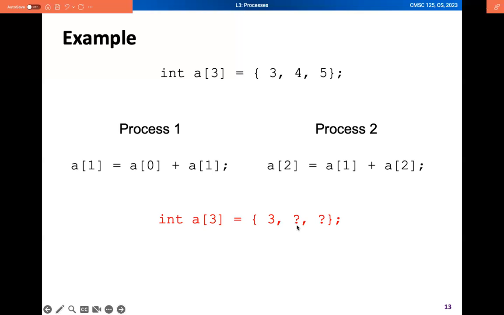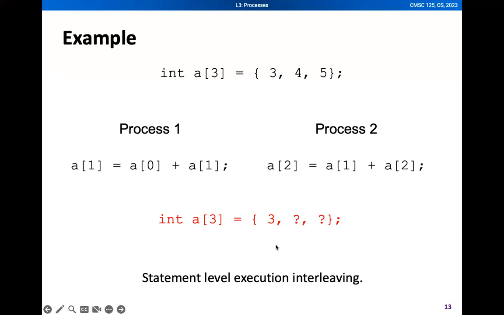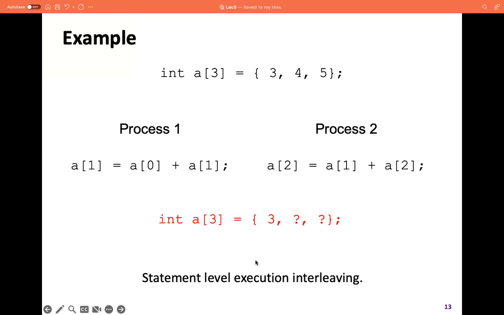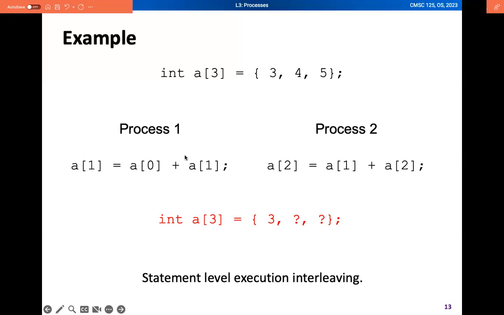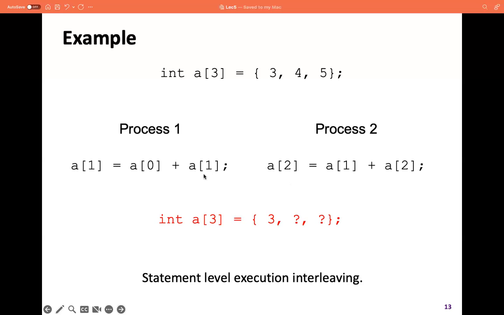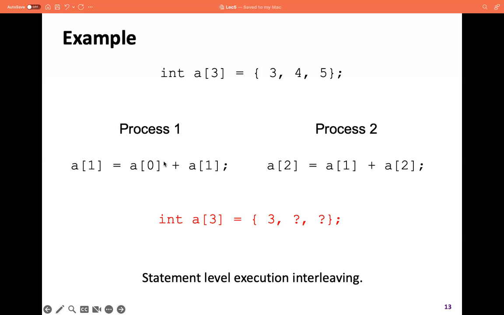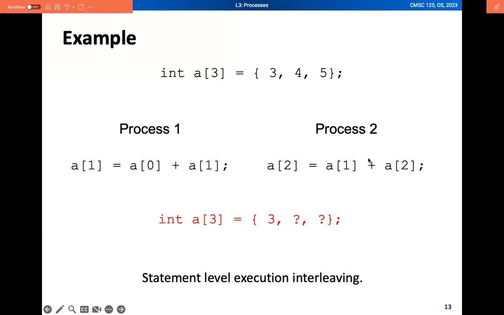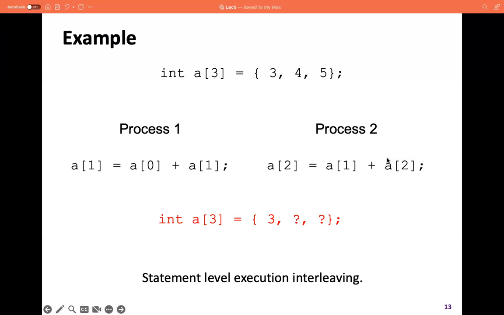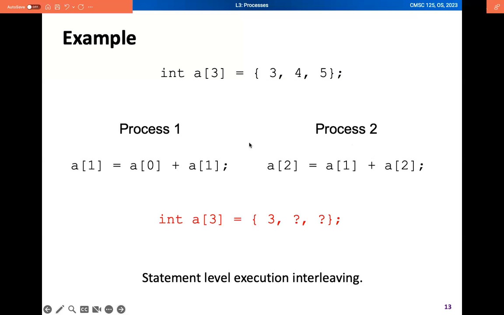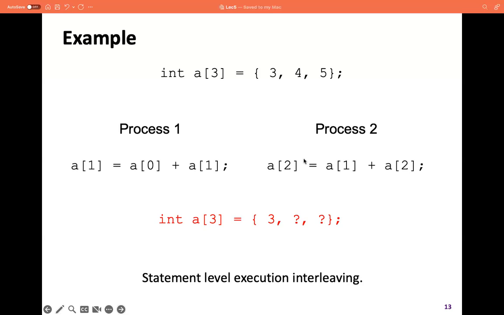So it would be 3, and then what would be the last two elements? This is a statement level execution interleaving, or what essentially it means is these two processes are run concurrently. So let's say process 1 will run first, followed by process 2, or process 2 will run first, followed by process 1. So it is non-deterministic, depending on what process will be executed by the CPU first.